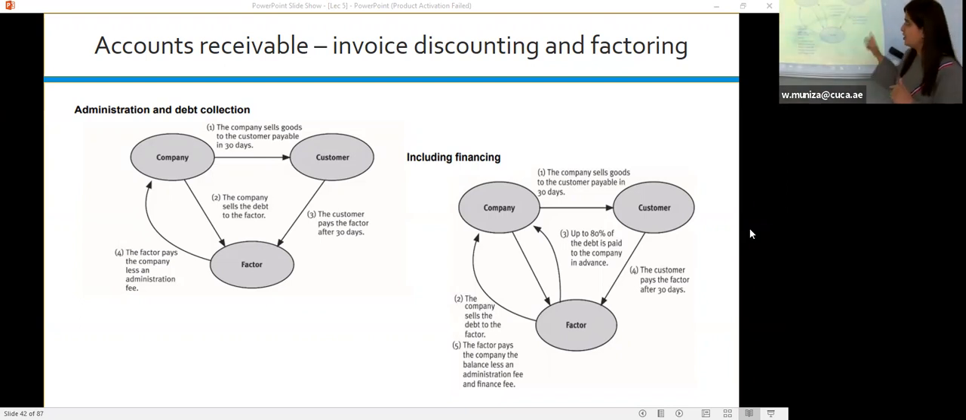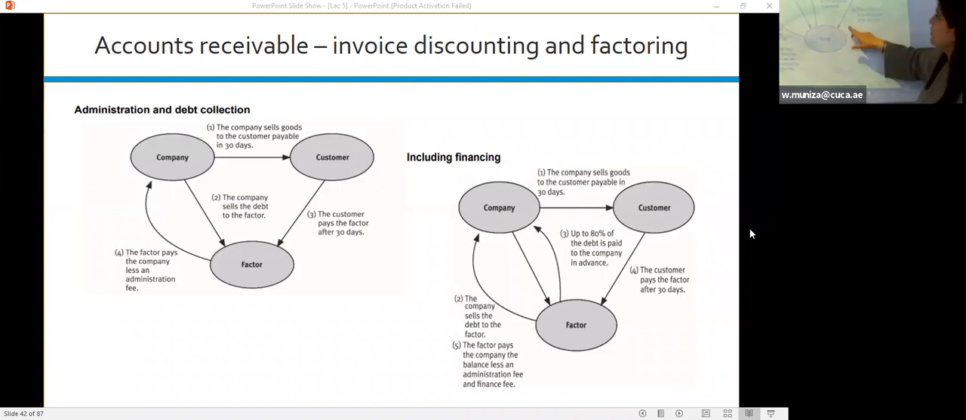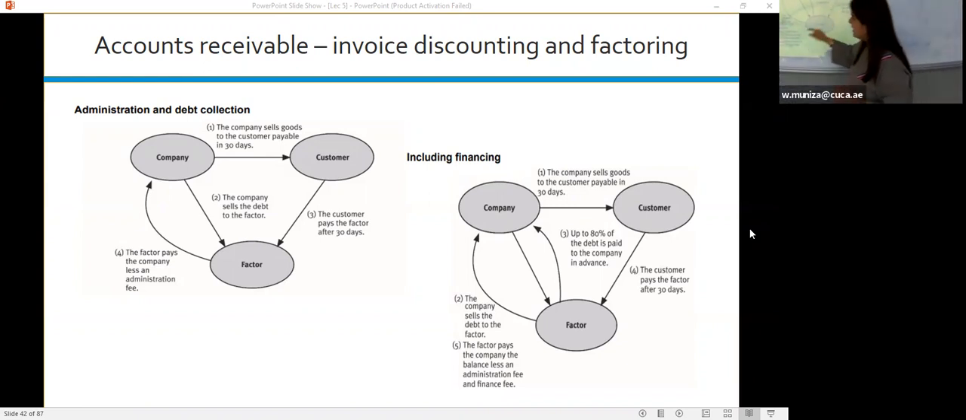Together with admin and debt collection, when the financing is also included, what happens then? The company in an ordinary way sells goods to the customers, payable in 30 days. Then the company sells the debt to the factor. In the third step, up to 80% of the debt is paid to the company in advance, but the remaining 20% is held. The customer pays the factor after 30 days, and the factor pays the company the balance less administration fee and finance. So this is the normal difference.